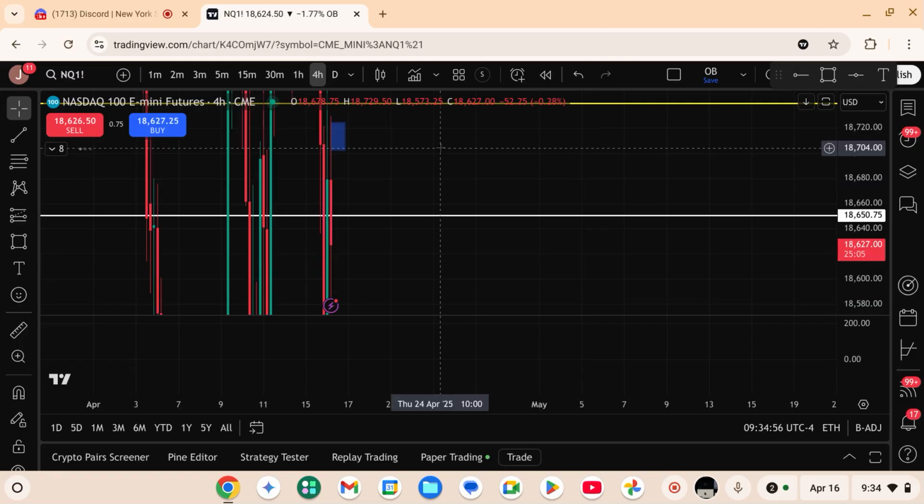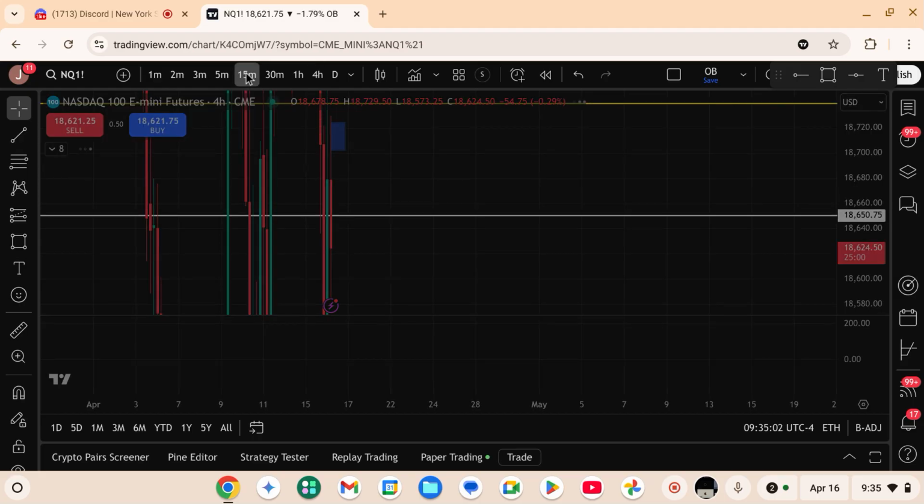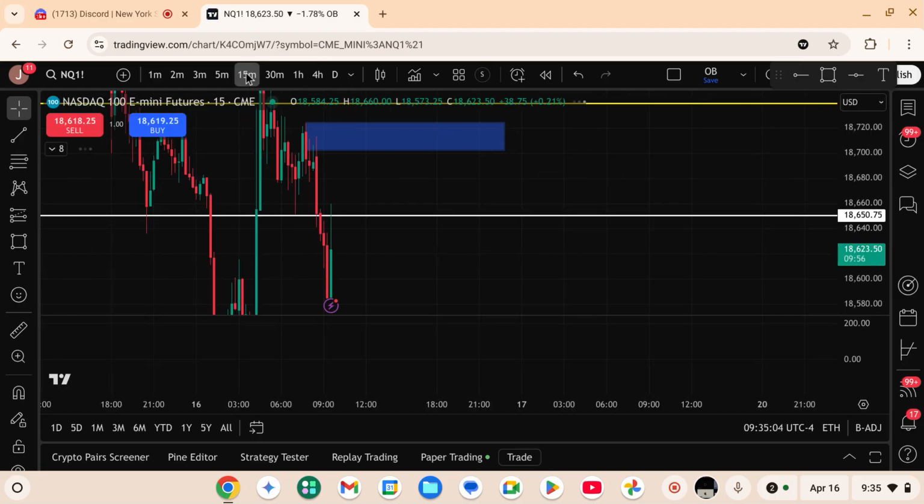My Spotify is tripping out. Why can I not listen to this song, bro? What the fuck? I don't know what's going on with my laptop.